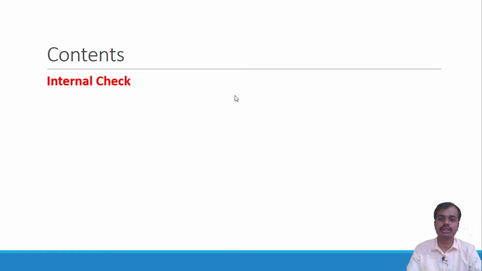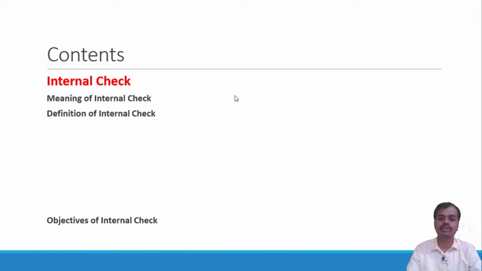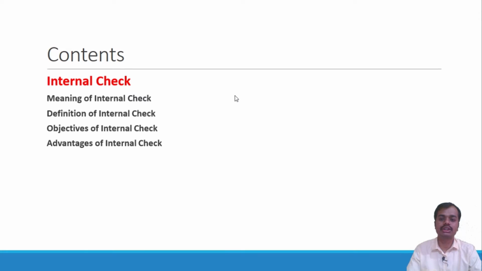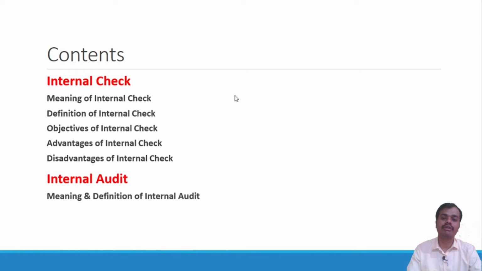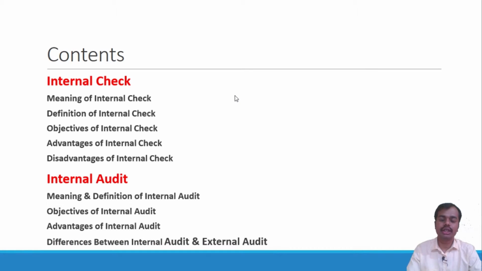In internal check: meaning of internal check, definition of internal check, objectives of internal check, advantages of internal check, and disadvantages of internal check. Next is internal audit. In internal audit: meaning, definition of internal audit, objectives of internal audit, advantages of internal audit, and difference between internal audit and external audit.